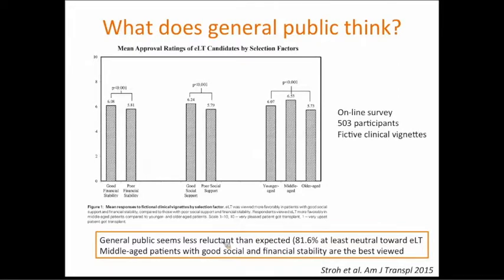What does the general public think? Complex issue again. I'll be brief on this. It's based on an online survey published 2 years ago. But in fact, the general public seems less reluctant than expected in that paper, because more than 80% of them felt at least neutral toward an early liver transplantation for patients who were still drinking before the admission for severe alcoholic hepatitis. And not surprisingly, the good social support and the financial stability are important in this paper.